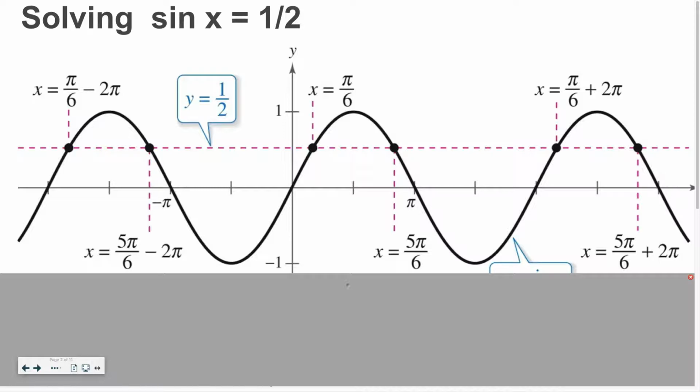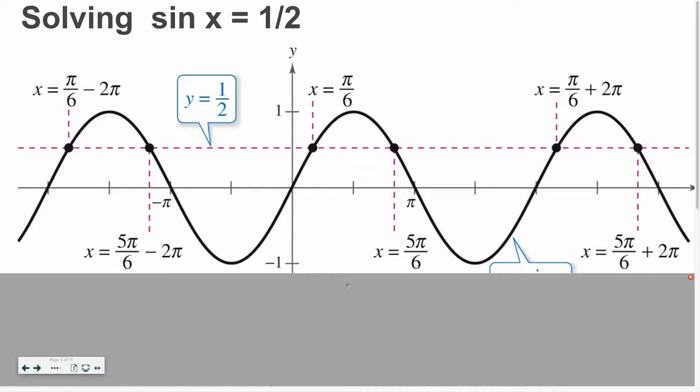No. If we think about this in a graphical sense, sine of x is a graph that we know has a domain of all real numbers, so it goes on forever in both directions, right? So if we think about the line y equals 1/2, where do they intersect? Well, you said pi over 6 and 5 pi over 6, but then it happens in the next period, then it happens in the next period, and then it happens in the next period.